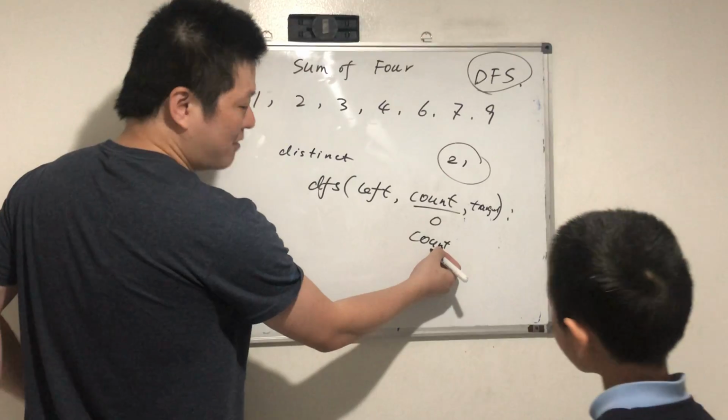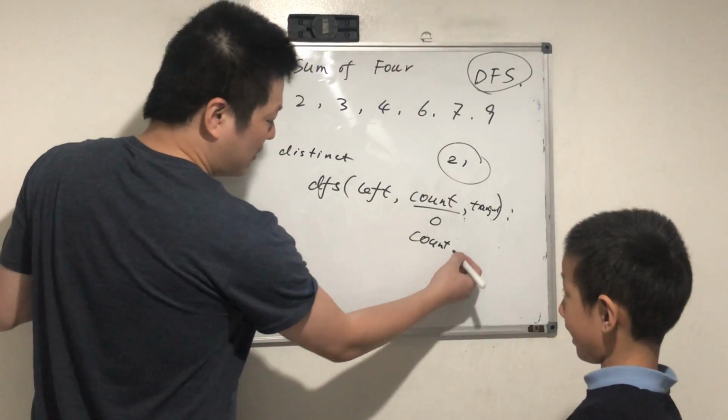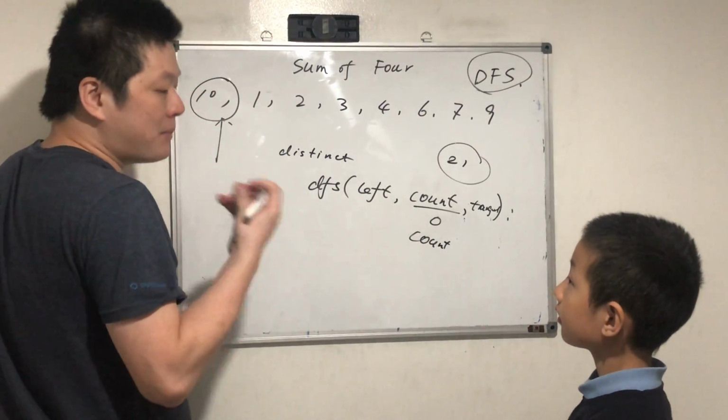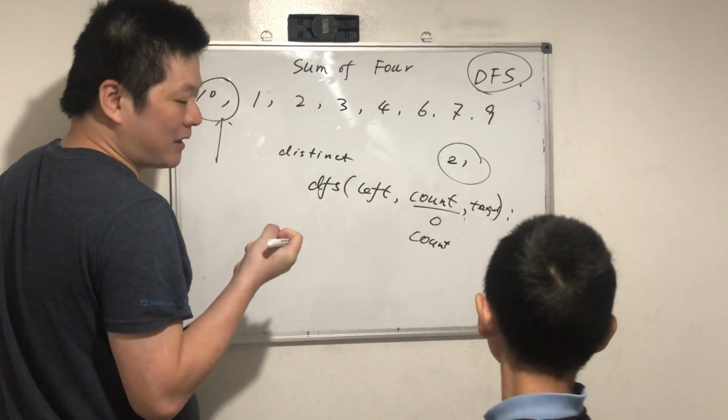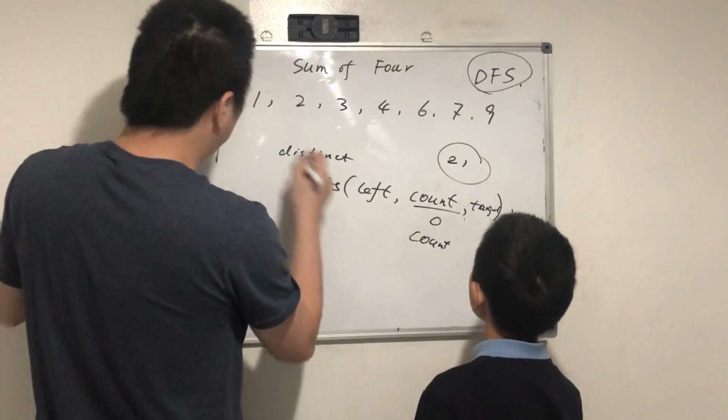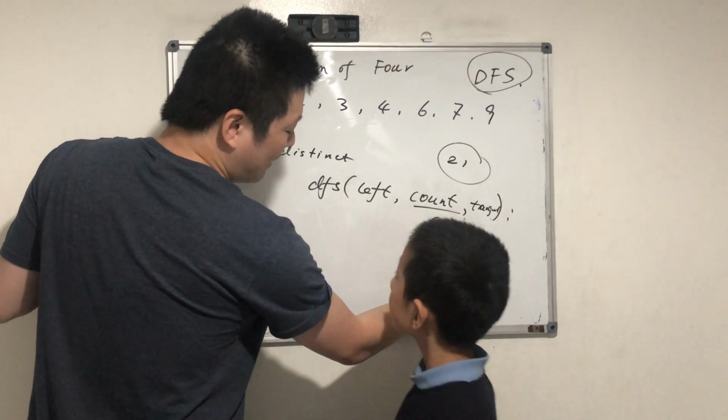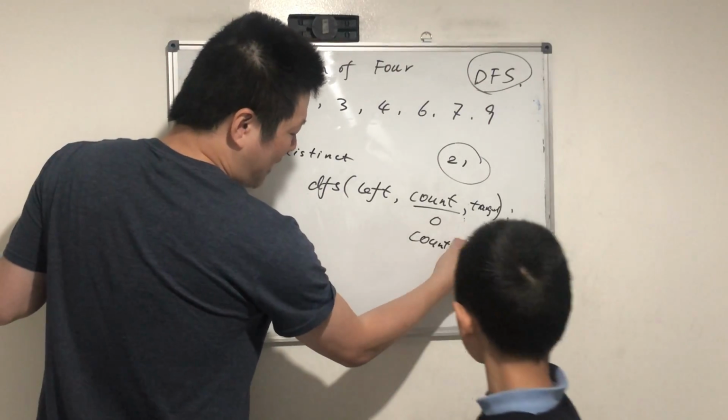So what happened to the count if I pick it? It adds 10. Count, the number, not the sum. Count. How many numbers do we need to pick? How many numbers have we picked so far? If we pick this number, so count what? Add 1, okay.